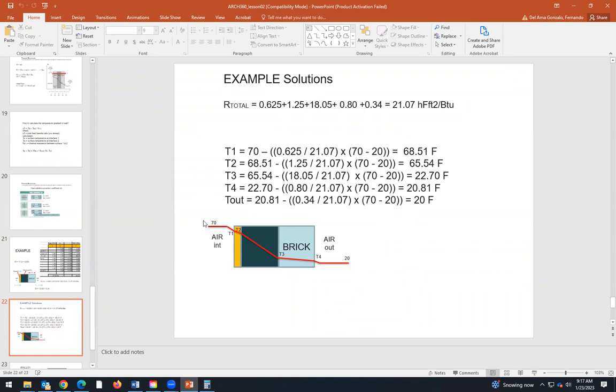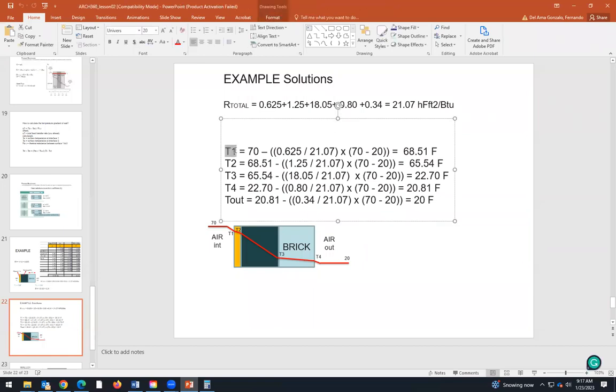The first temperature would be 70. The last temperature would be 20. And this is the formula. What is the temperature at point 1? It is the previous temperature, which is 70, minus the thermal resistance of this layer, 0.65, divided by the total thermal resistance, 21.07, multiplied by indoor minus outdoor temperature, 70 minus 20. So that temperature would be 68.5. This temperature 1 would be 68.5.